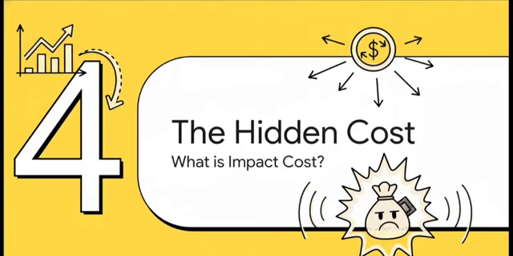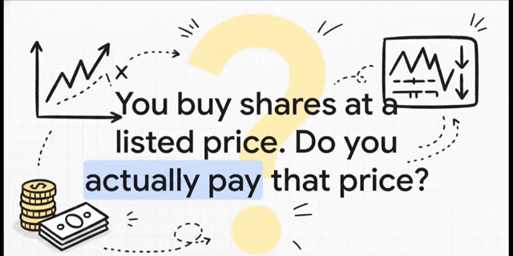Okay, so we've looked at the big picture, the whole market. But now let's zoom all the way in, down to a single trade. Because it's right here, in the simple act of buying and selling, that we find a hidden cost that catches pretty much everyone off guard. It's called impact cost. Let me ask you this.